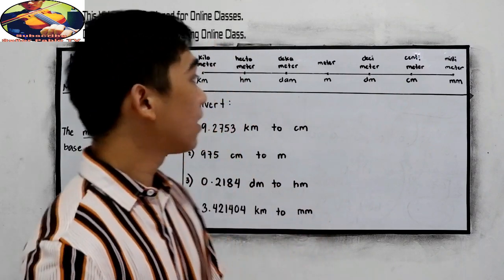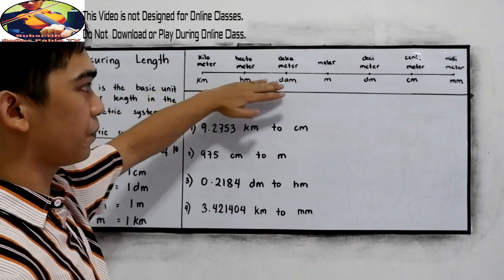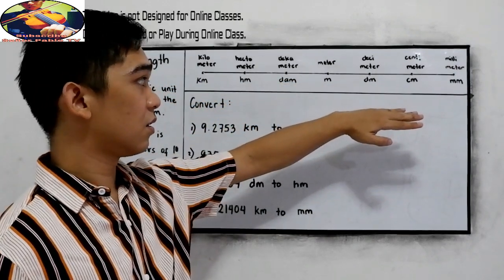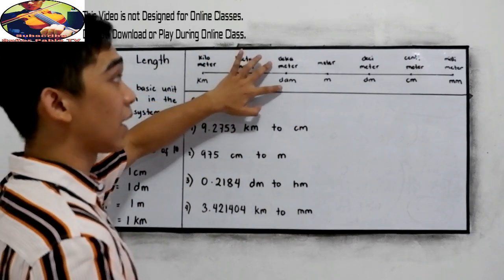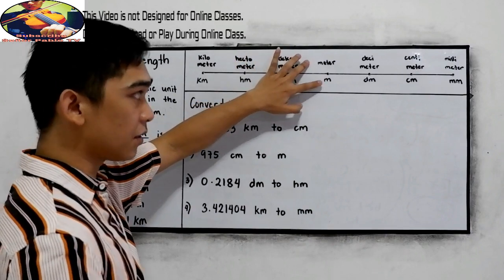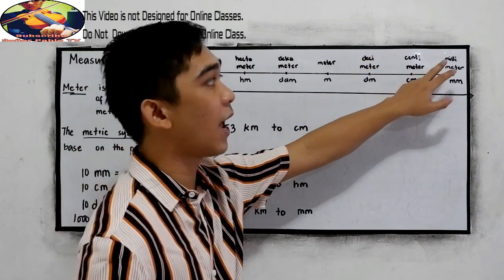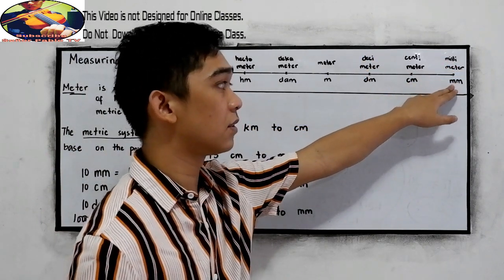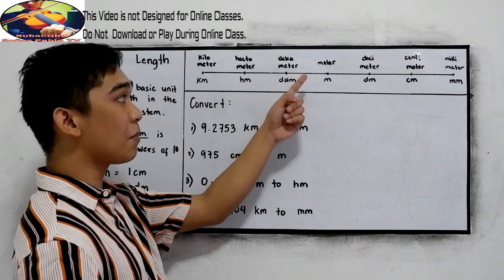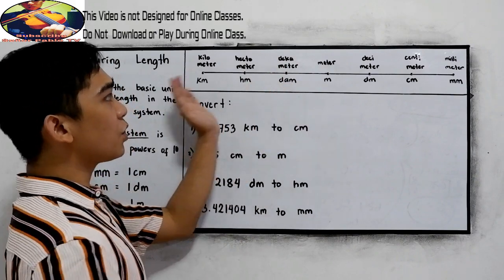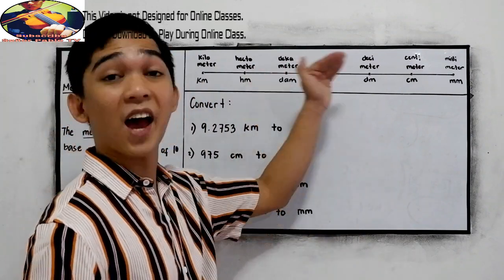To better understand, let's have this metric system table. Okay, how to use this? So we have here the kilometer, hectometer, decameter, meter, decimeter, dm, centimeter, the cm, and millimeter, the mm. Kilometer for km, hectometer for hm, and decameter for dam. We're going to use this to easily convert a number to the desired unit.